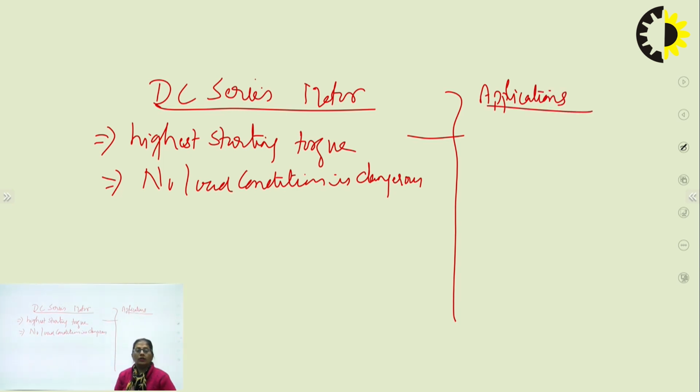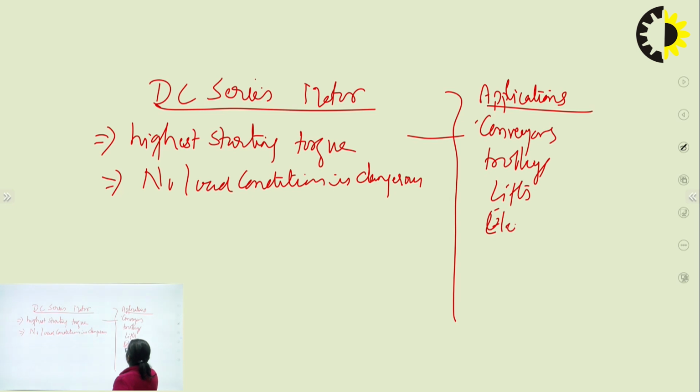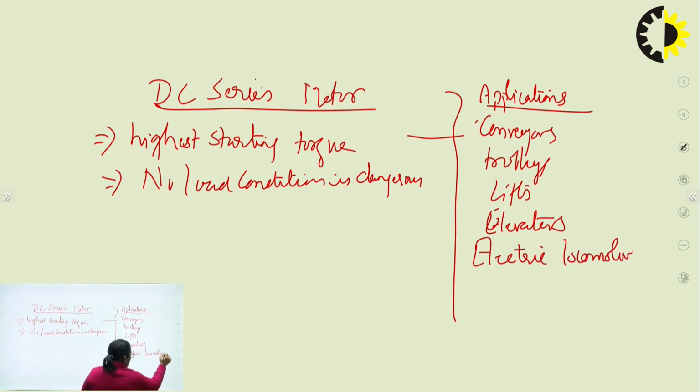Depending upon these, it will be required where the higher starting torque is required. That means the areas which are basically the lifting jobs. So the lifting jobs can be conveyors, trolleys, lifts, elevators, electric locomotives or traction, right?